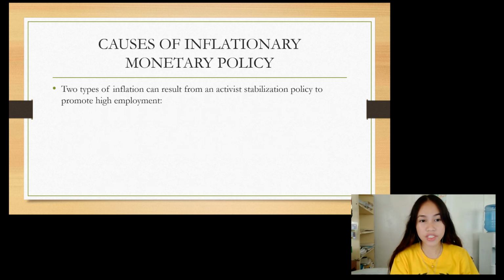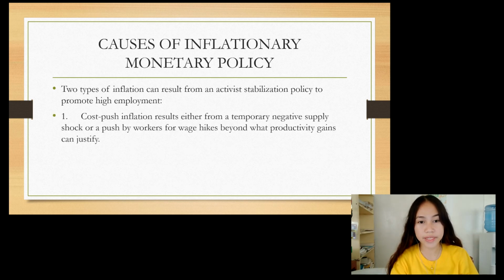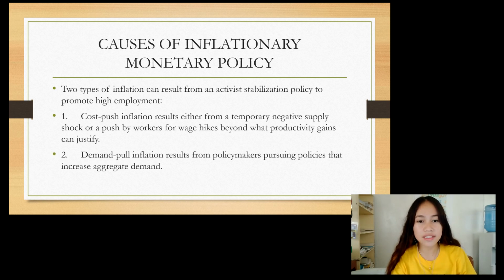Causes of inflationary monetary policy. Two types of inflation can result from an activist stabilization policy to promote high employment. First, cost-push inflation results either from a temporary negative supply shock or a push by workers for wage hikes beyond what productivity gains can justify. And second, demand-pull inflation results from policymakers pursuing policies that increase aggregate demand.